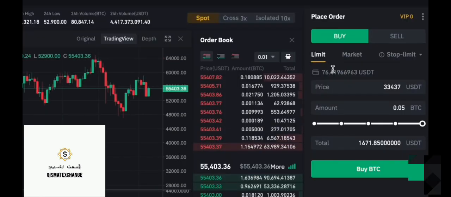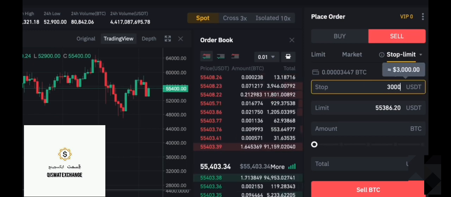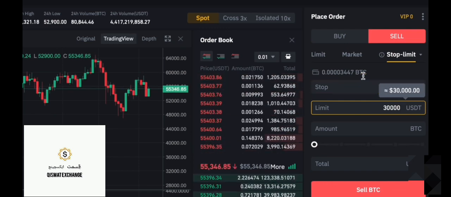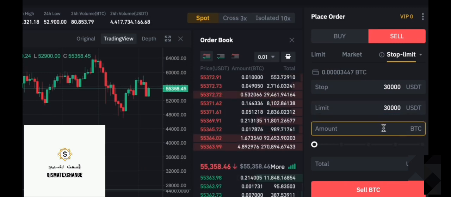Come back to the chart right here, go over to sell because you'll be a seller for this specific order. Stop limit right here. 30,000, more or less 30,000. You're telling the system that if the price gets down to 30,000, sell out. Okay, you stopped out of your trade, trade's over.